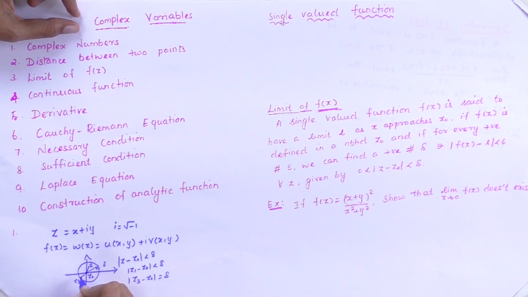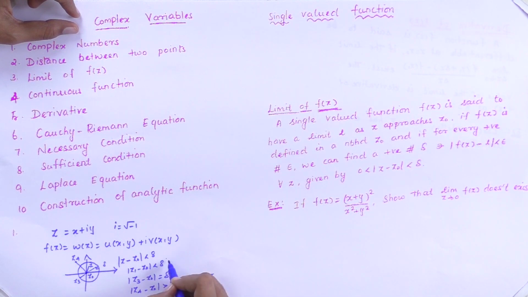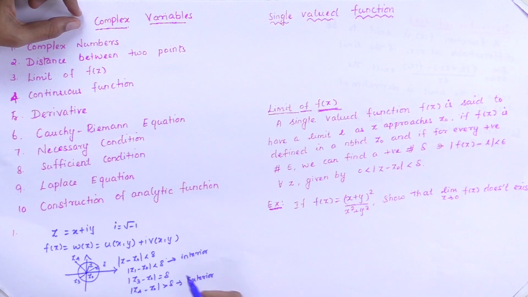If I am choosing a point outside the circle, that means outside the radius, I can draw a straight line. Let me call this point as z4. The distance z4 minus z0 is greater than delta. This is called the exterior. And this is called the interior of the circle, and this is called the boundary of the circle.